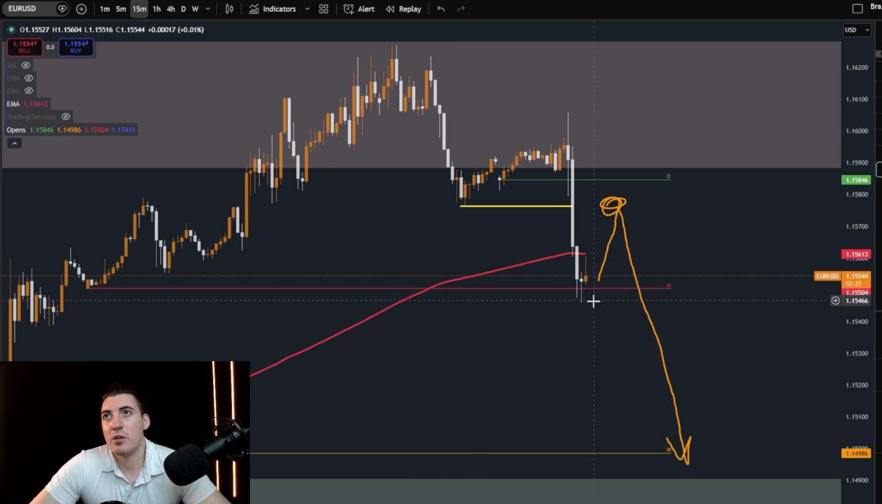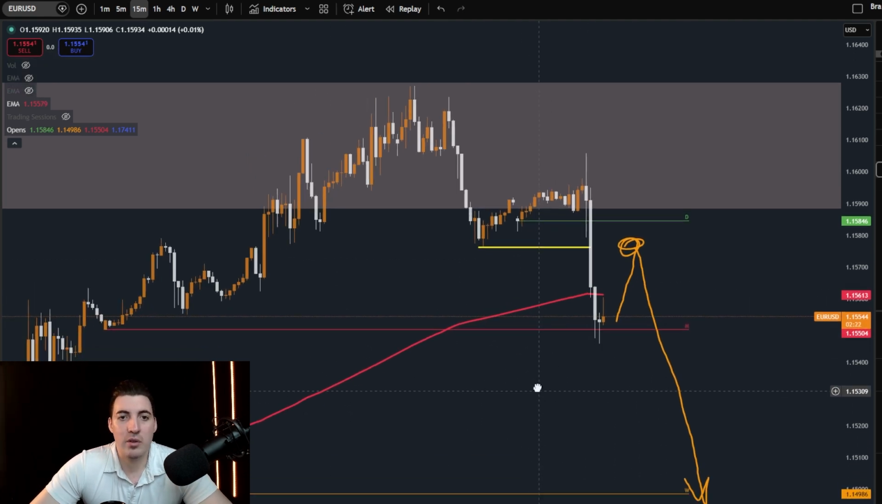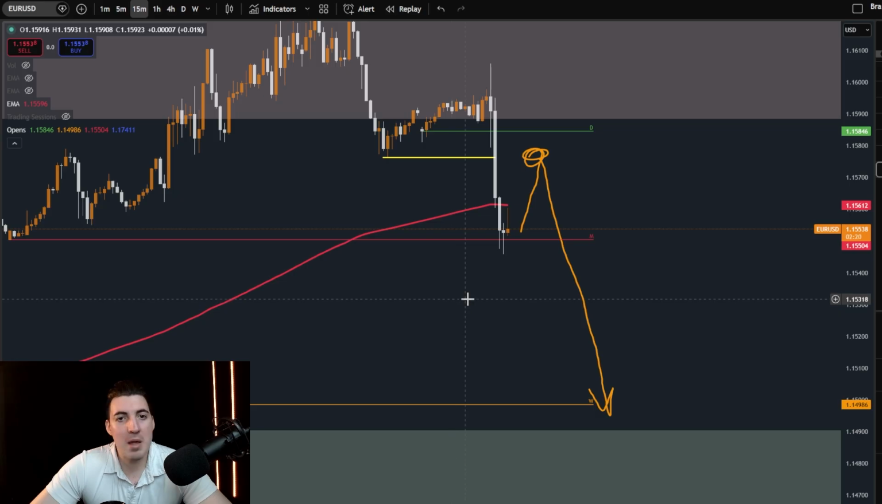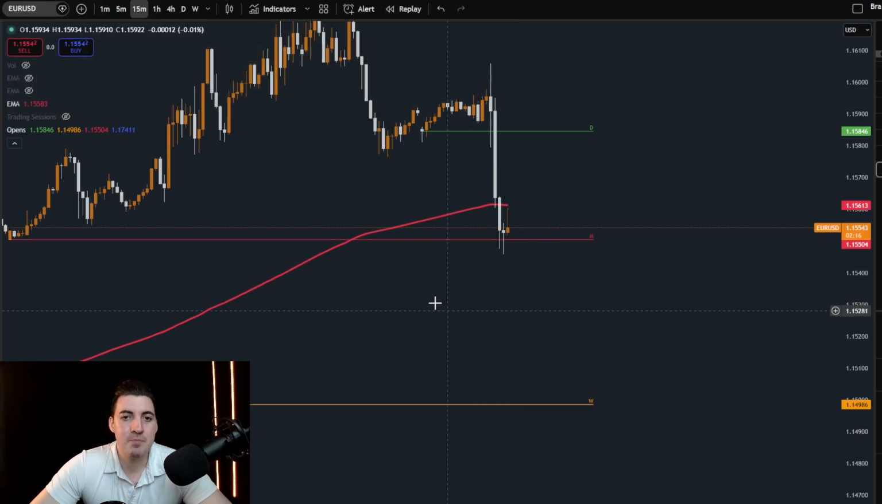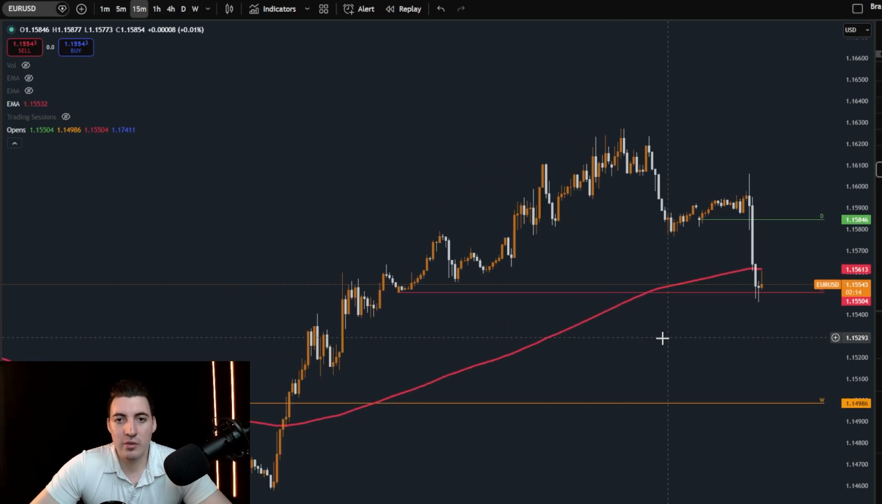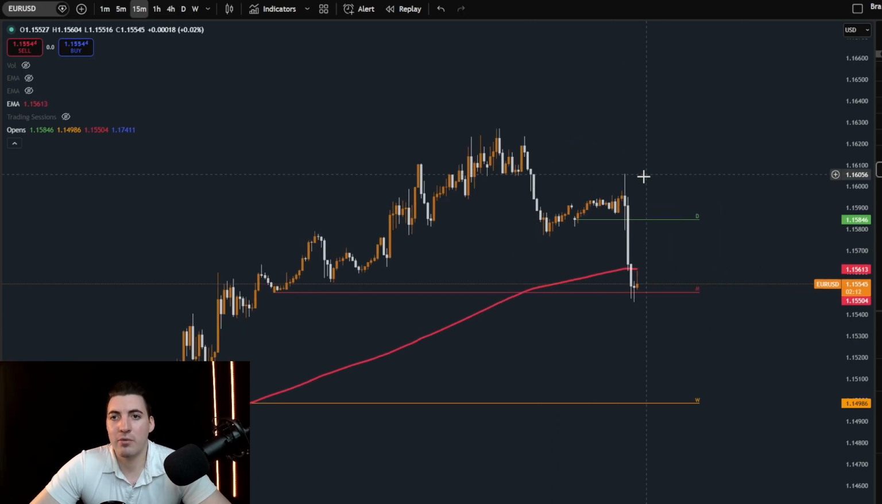For the GU and the Euro dollar, I'm just looking for shorting positions. Maybe trade the pullback if you're confident enough to do that, but I think it's best you just stick with the trend and follow it down.